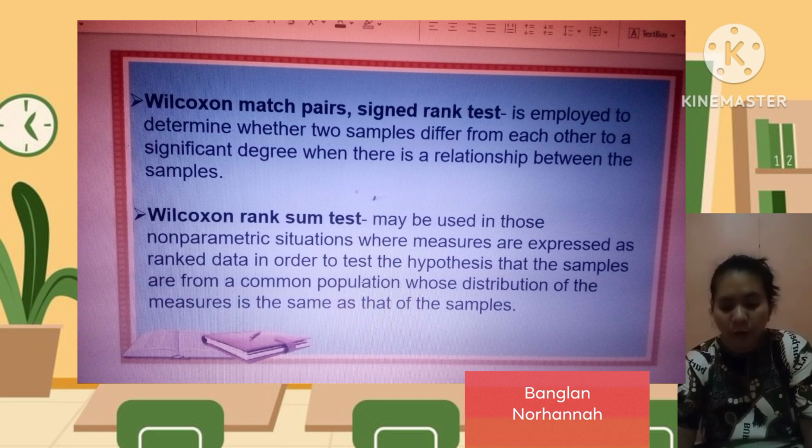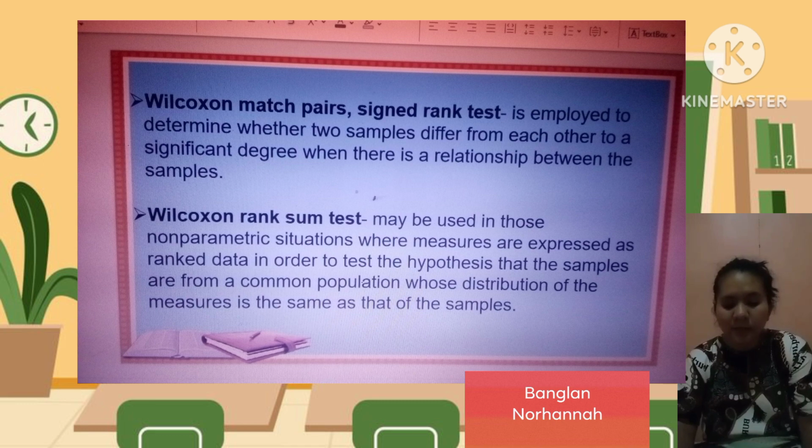To perform the Wilcoxon rank sum test, the data from both samples are combined and ranked in ascending order. The ranks are then assigned to the observations, with ties given the average rank. The sum of the ranks for each sample is calculated. The test statistic U is obtained by comparing the sums of the ranks.